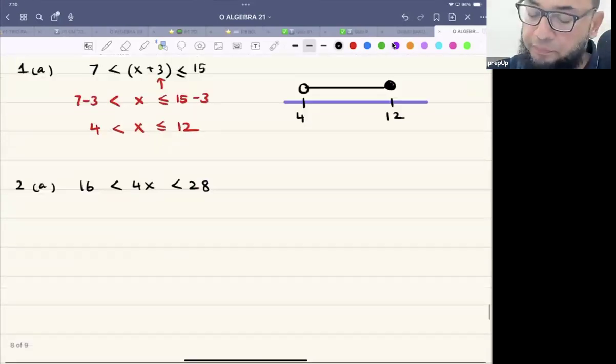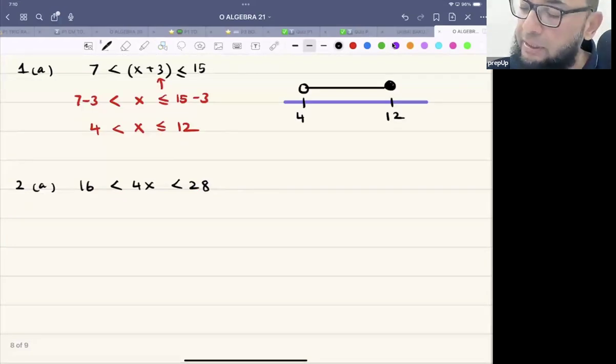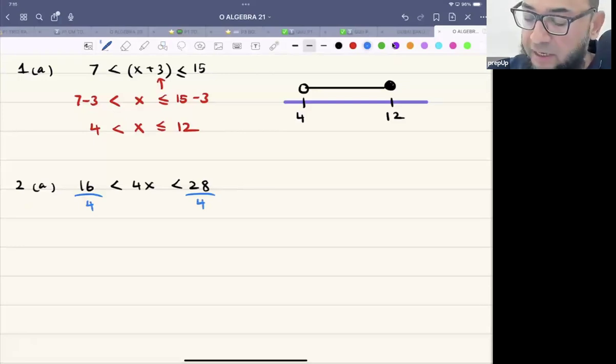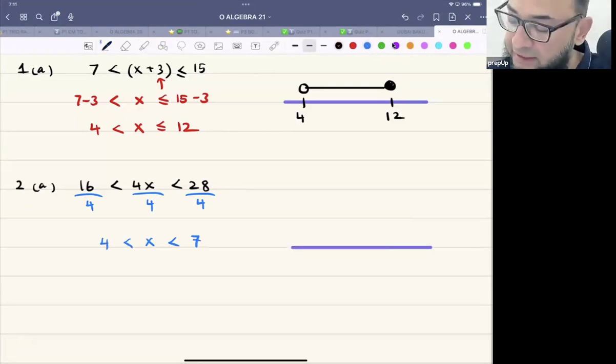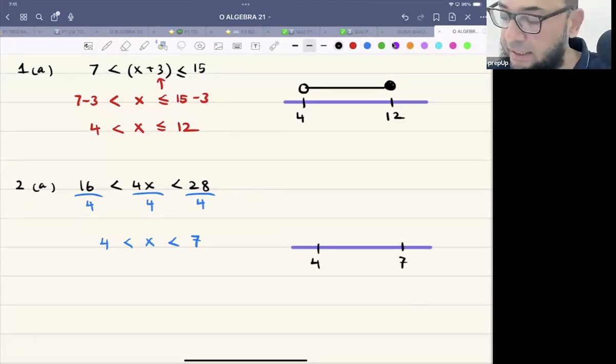All good, all clear? Let me focus on this one. Divide by 4, divide by 4, divide by 4. Therefore, x lies between 28 over 4 is 7, 16 over 4 is 4. Again, a number line. Over here, this is 4, this is 7. A line connecting the two.